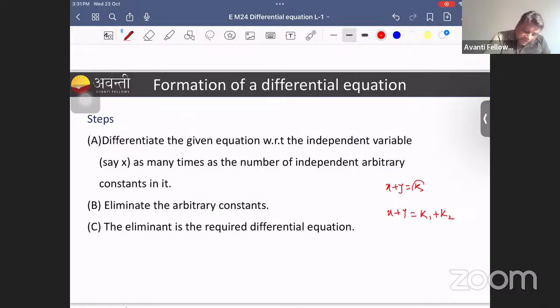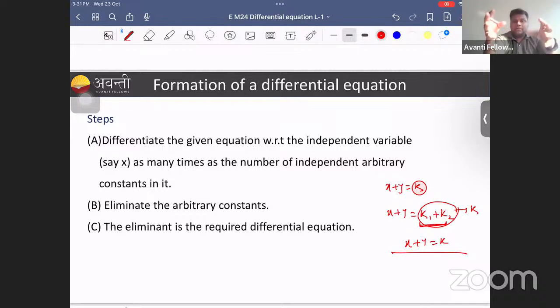Now see, there is one arbitrary constant k. You put different values of k, you keep on getting different members of this family. Now there is k1 plus k2. Does it mean there are two constants? No. You replace k1 plus k2 by another k, and you get x plus y equals k. That is again one equation having one independent arbitrary constant. So we can merge as many constants as we can to get the independent arbitrary constants.